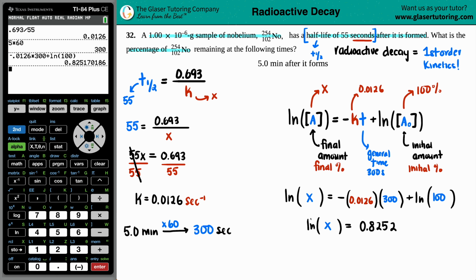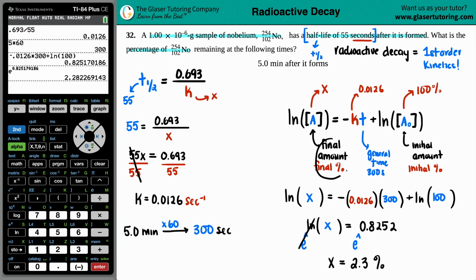So now all we have to do is undo the natural log. That's e, right? The inverse of natural log is e to the. So all you got to do is just e raised to that value. Second ln, which is e, bring that up. And there you go. This cancels out. So now we have 2.28. We'll say 2.3. And that was what you were solving for.